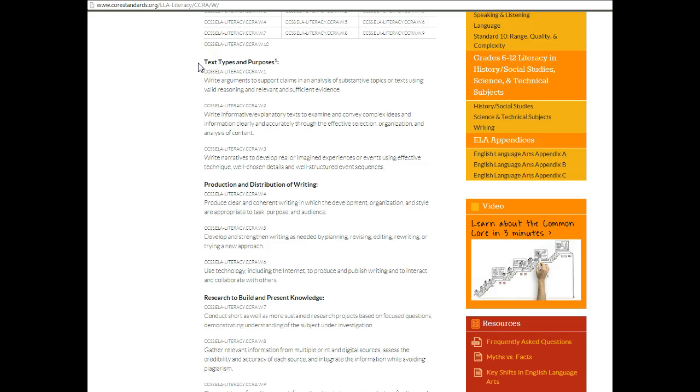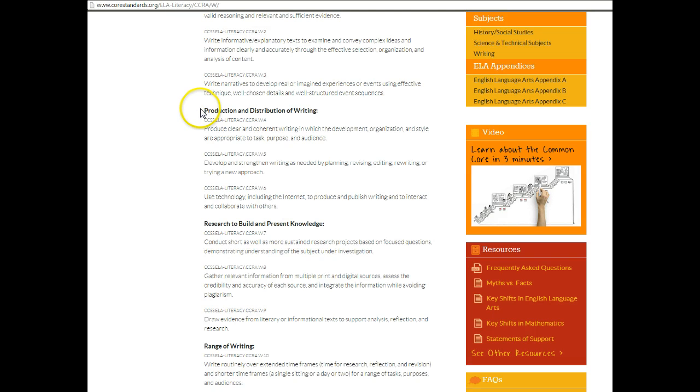Text types and purposes. Basically, there are 3 major text types. That is, argumentative essay, the expository essay, or they call it informative explanatory text, and then there are the narrative text. So argumentative, expository, and narrative. And that's true all the way from kindergarten through 12th grade.